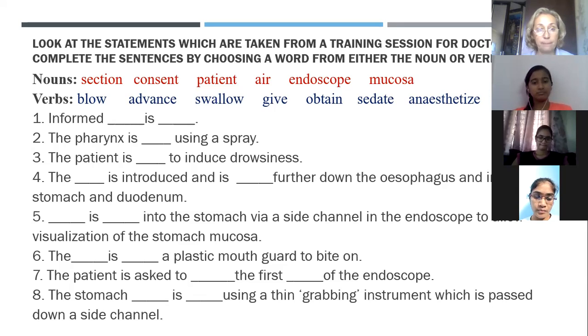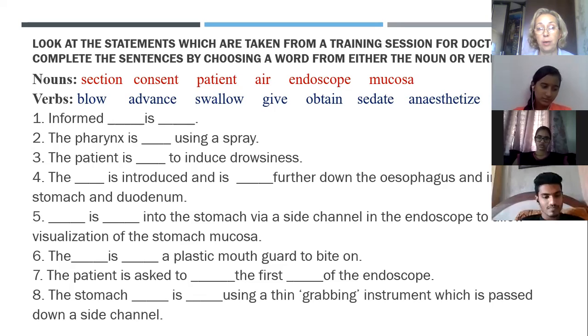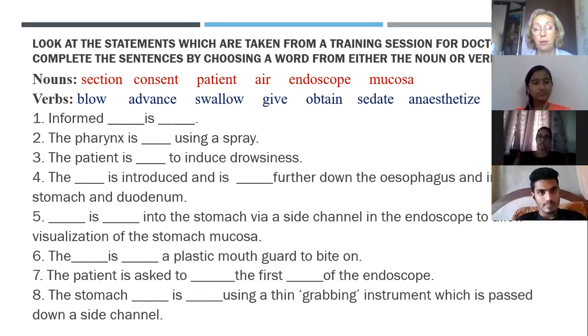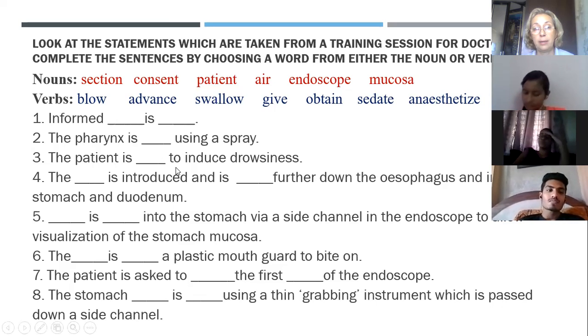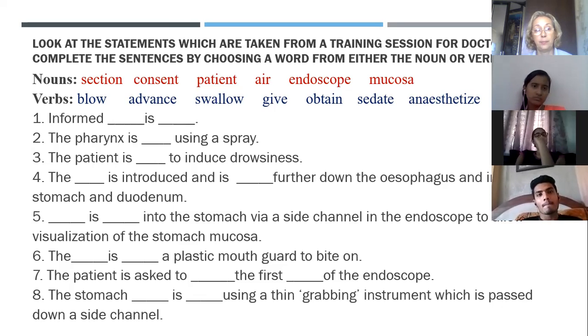Okay, Vidya, please. Yes, ma'am. The patient is drowsy. Drowsiness is when a person is sleepy, just yawning. Yes, ma'am. So, what can cause drowsiness? What kind of substance? Anesthetic substances or sedative. Sedate. The patient is sedated to induce drowsiness. Yes, sedated. Okay, the fourth is for Lahari.